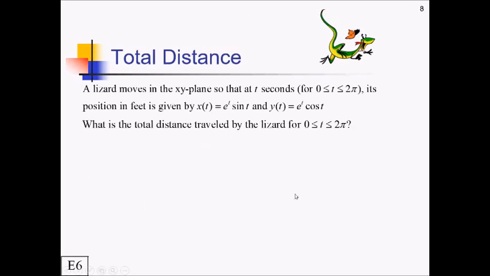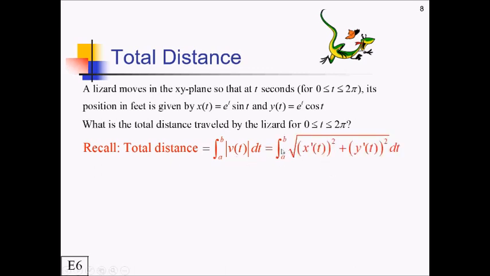For this next problem, we're taking that lizard from the last example and basically asking the total distance it traveled between time 0 and 2 pi. So recall for total distance, we're talking about the integral of the absolute value of velocity, basically the integral of speed over some time period. So in this case, since speed is that square root of x prime squared plus y prime squared, we're taking the integral of what you just did for speed, and that gives us total distance.